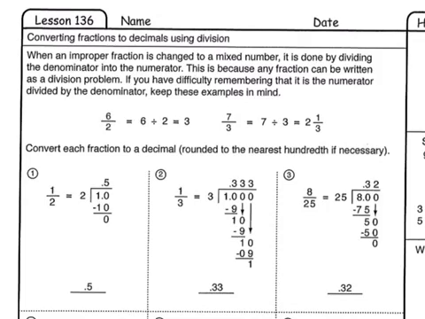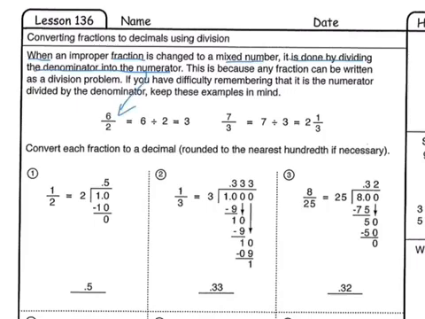All right, here we go with 5th grade math lesson for Excel lesson 136, converting fractions to decimals using division. We're going to start by reading right here. Read with me. When an improper fraction is changed to a mixed number, it is done by dividing the denominator into the numerator. Take a look at that right here.